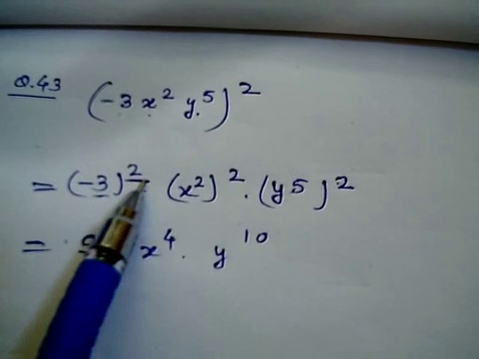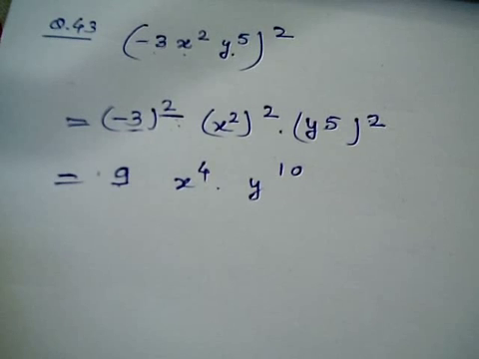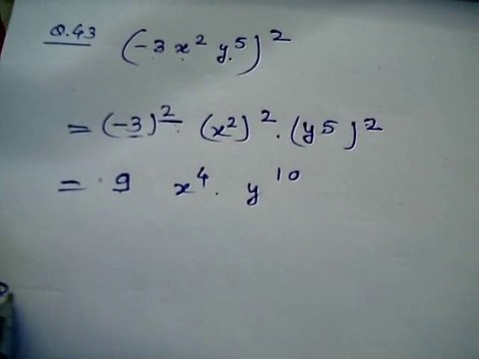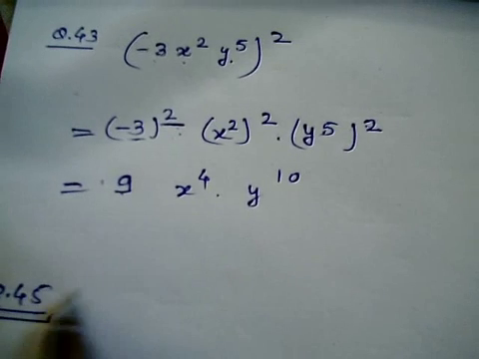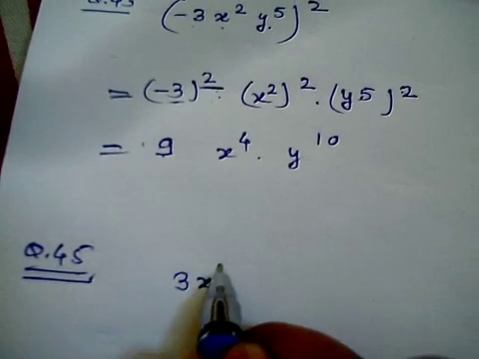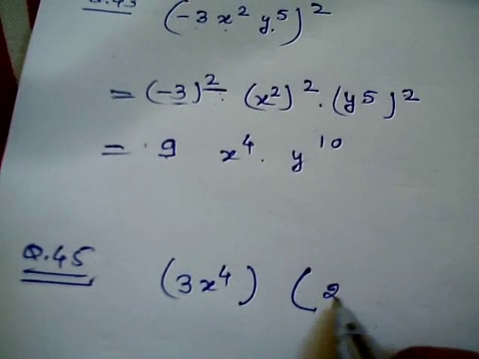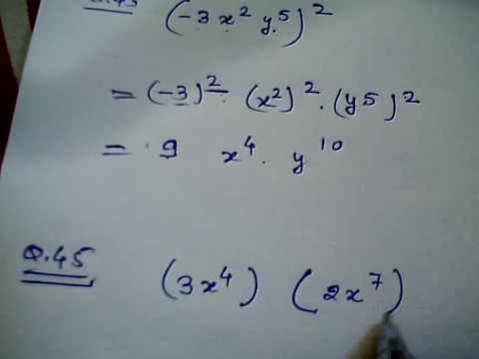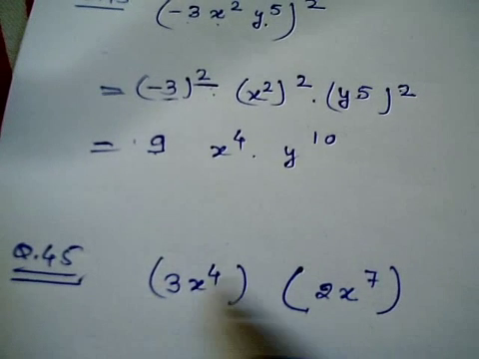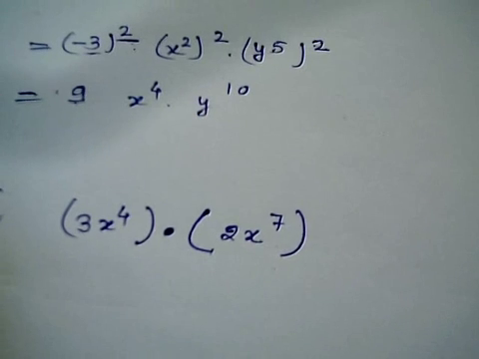Now I am going to do question number 45. The question is 3x to the power 4 in one bracket, and then another parenthesis is given, 2x to the power 7. Between the parentheses you can't see any sign, which means there is a multiplication sign. When you open the parentheses, number gets multiplied with number, and like terms with like terms.